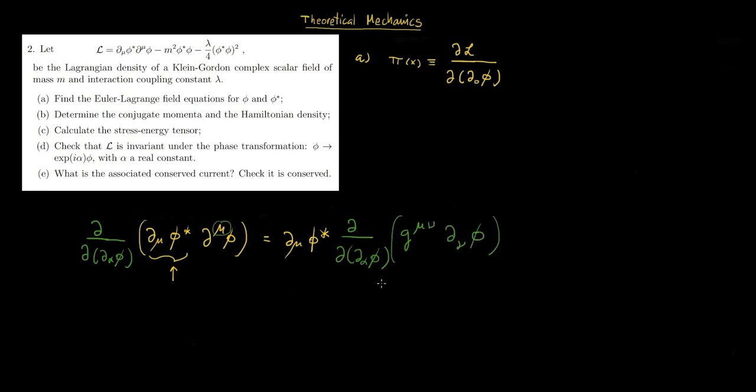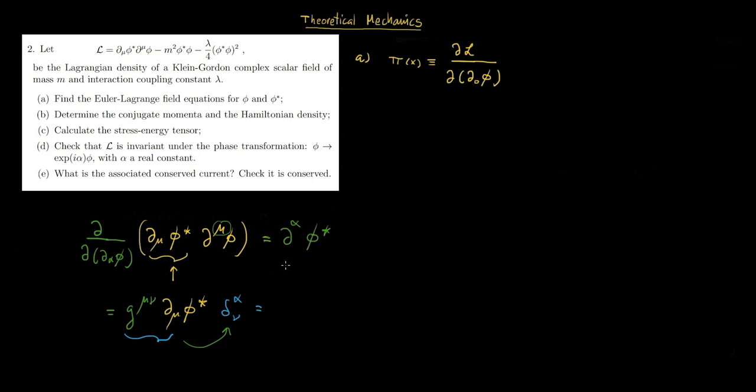So the metric can come out of this parenthesis. Let's put g mu nu here times partial mu phi star. And then we have the partial derivative of partial nu phi with respect to partial alpha phi. This gives us Kronecker's delta nu alpha. This contraction gives us partial nu phi star, and the contraction of this term with this term gives us partial alpha. So this is the final result. We are asked to find the particular case that alpha is 0. So this is the end of the calculation.